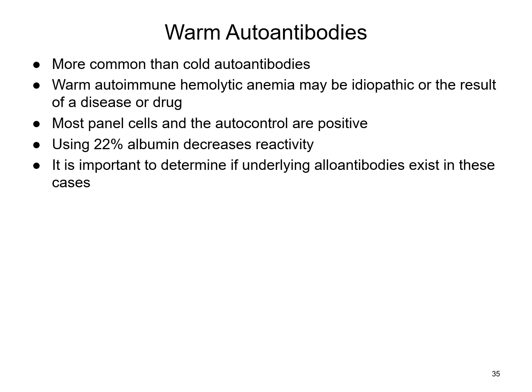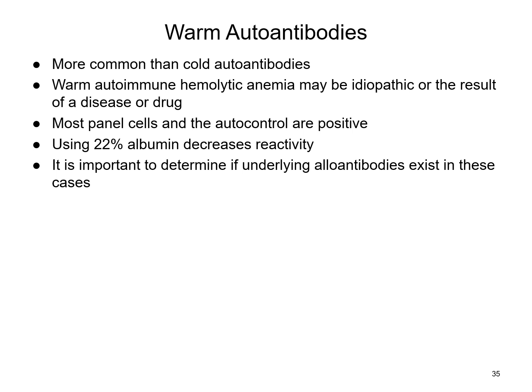And what happens with these is you get a warm autoimmune hemolytic anemia that can be idiopathic, or it can be a result of a disease or a drug. And so it's going to cause these warm autoantibodies. So in other words, the patient's in the process of attacking their own cells. And so when you see this, most of your panel cells will be positive, including the autocontrol.